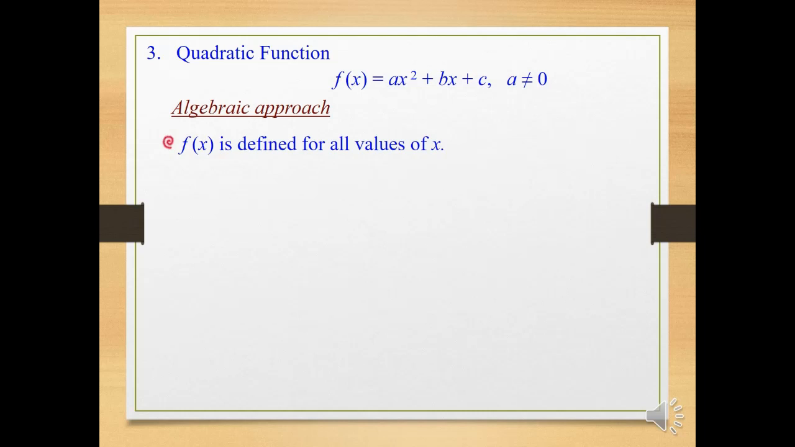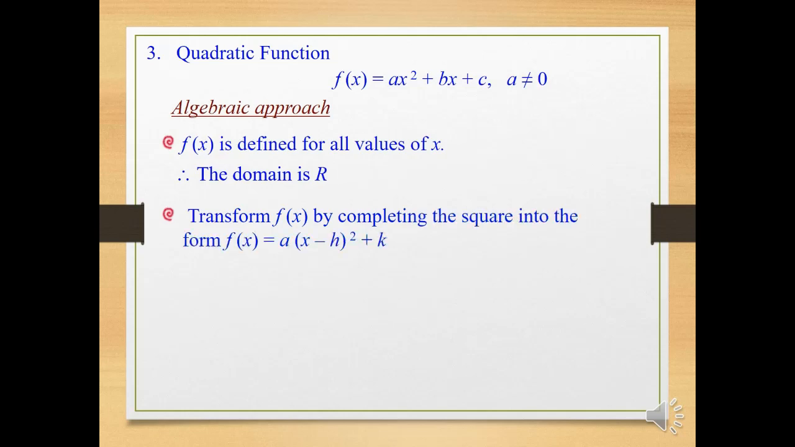For quadratic function, by using algebraic approach, we can see that all values of x is the domain because f(x) is defined for all values of x. We need to transform the function by completing the square to the form f(x) equals a(x minus h) squared plus k.